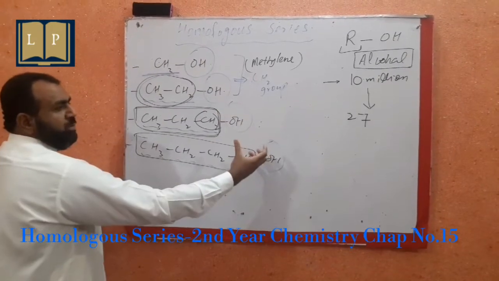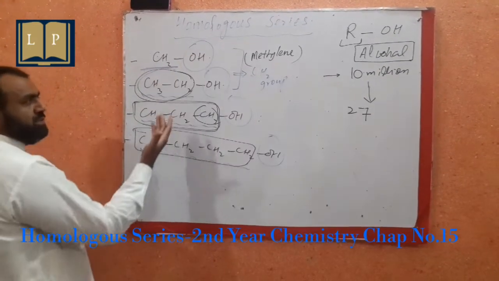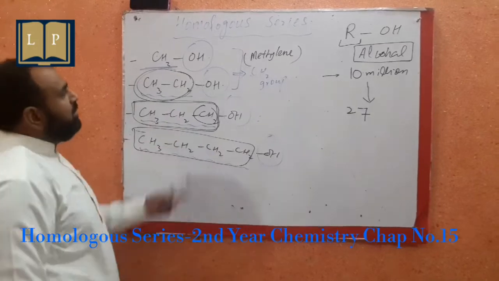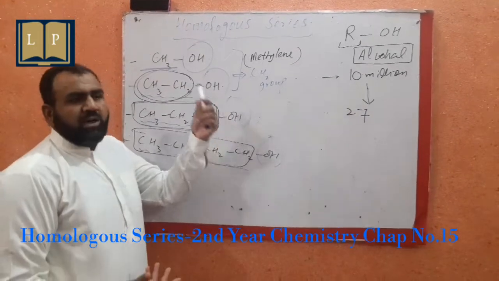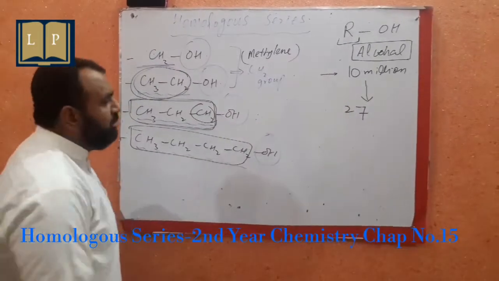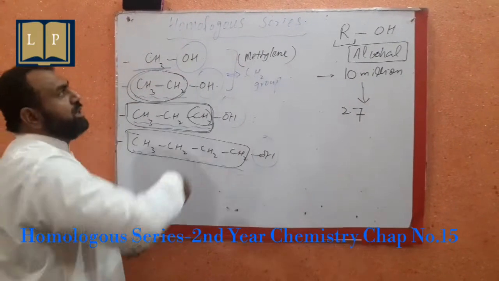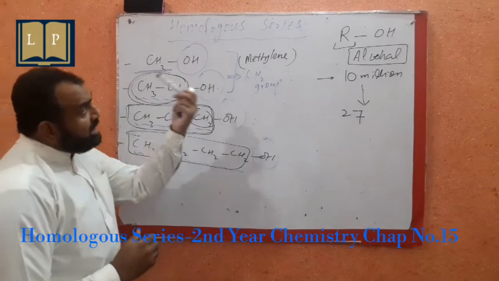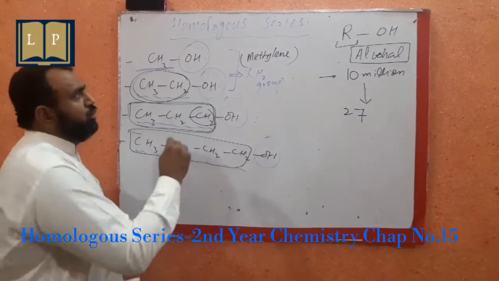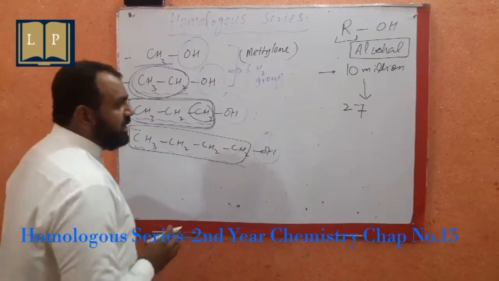So all these four compounds have a difference in their carbon number, but all have an OH group attached, a similar functional group, so they all have similar chemical characteristics. So the study of organic compounds by arranging them into homologous series has made the study easy.